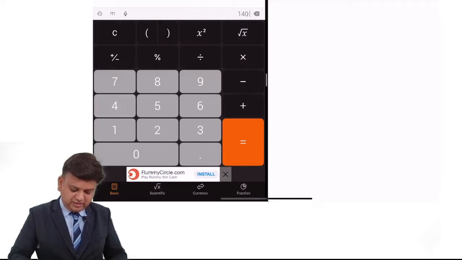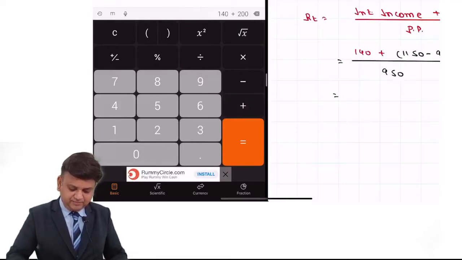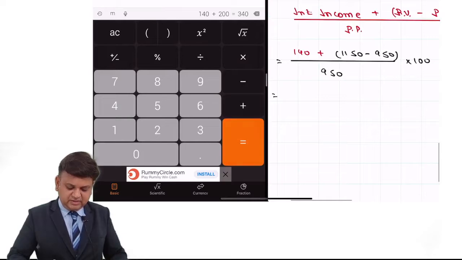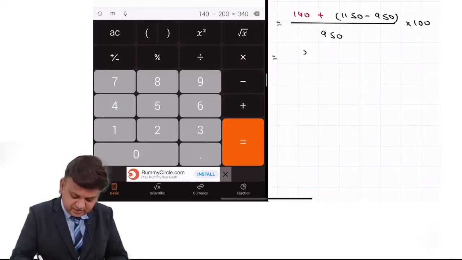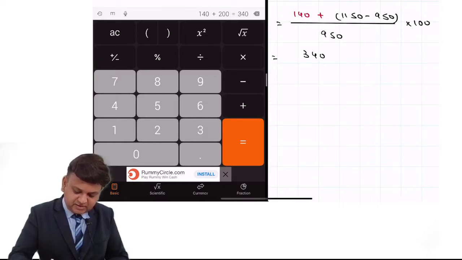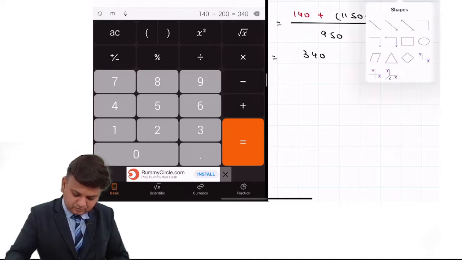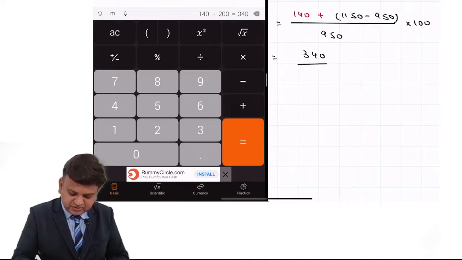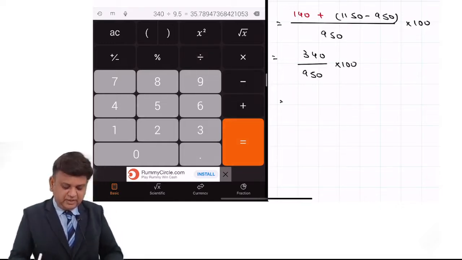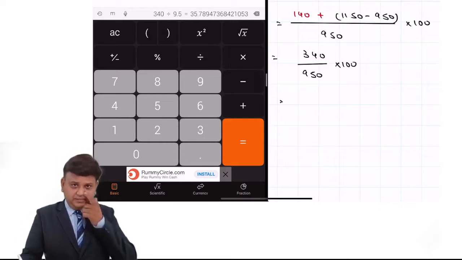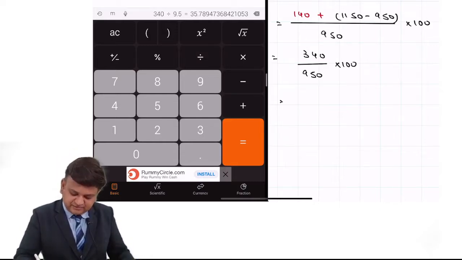So it is 140 plus 200, that comes to 340. So 340 is what you are able to get. The same would be divided by the price at which you have purchased the security. Security is purchased at the rate of 950, into 100 for getting the answer in percentage terms, and that comes to 35.79%.